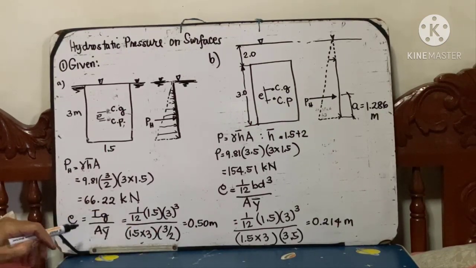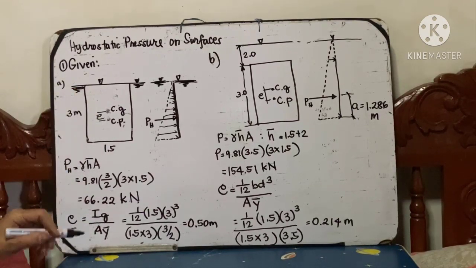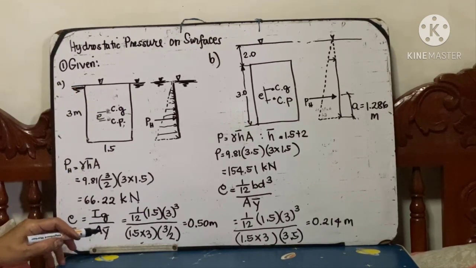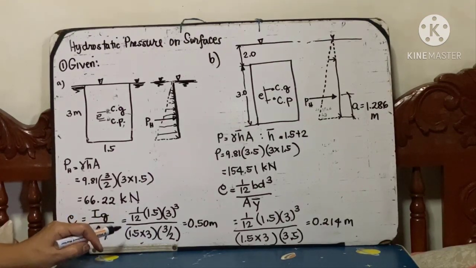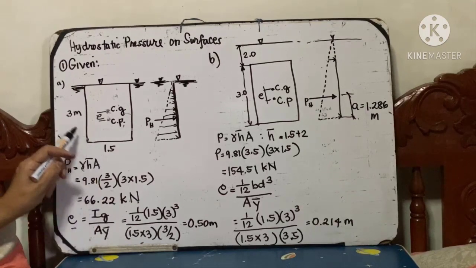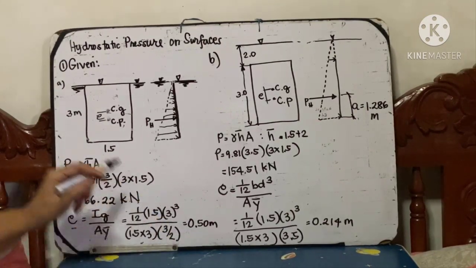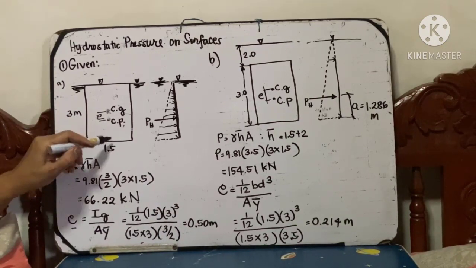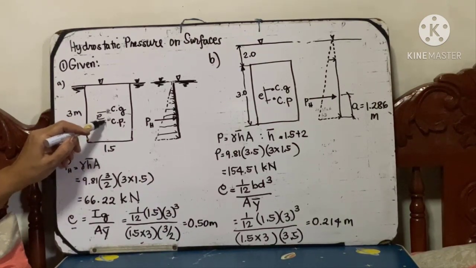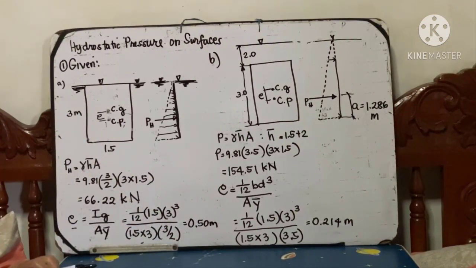Okay, 3/2. So, ang Ig, this is the moment of inertia of a rectangular surface, 1/12 BD cube. I hope you remember that. So, substitute mo lang. The base is 1.5. The depth is 3 cube. So, ang E natin is 0.5. So, ang CP natin ay 1 meter. Okay, the center of pressure is 1 meter from the bottom. Okay, yun ang ating E.